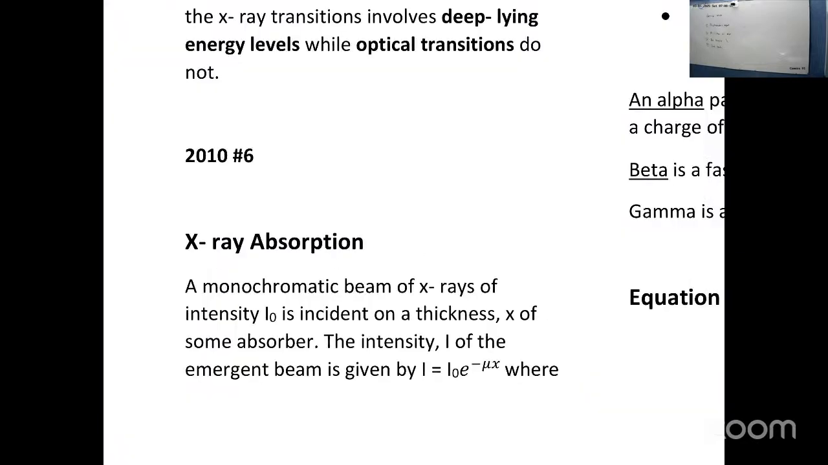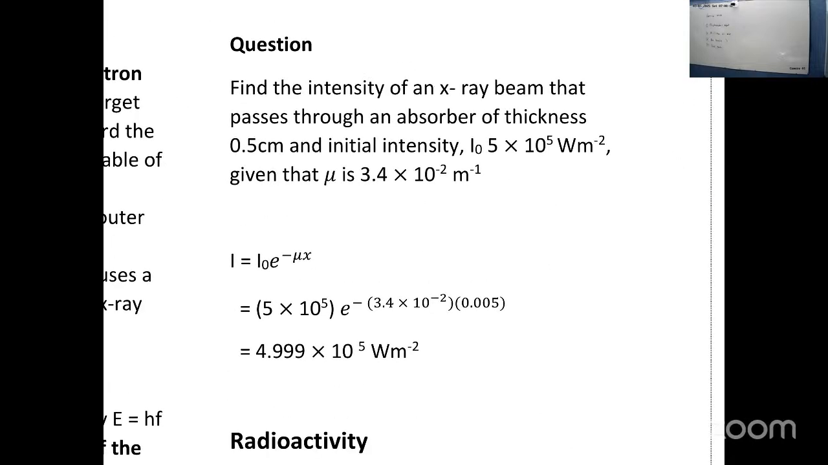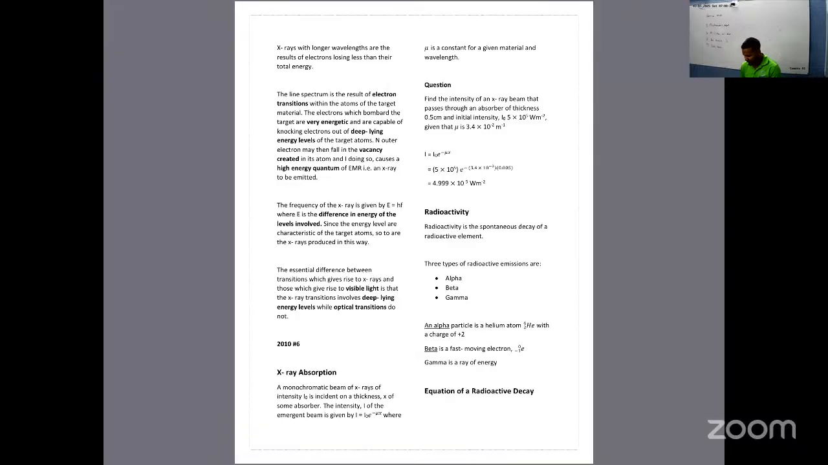One last thing is something called X-ray absorption. That's the attenuation formula. I want to explain that attenuation thing.